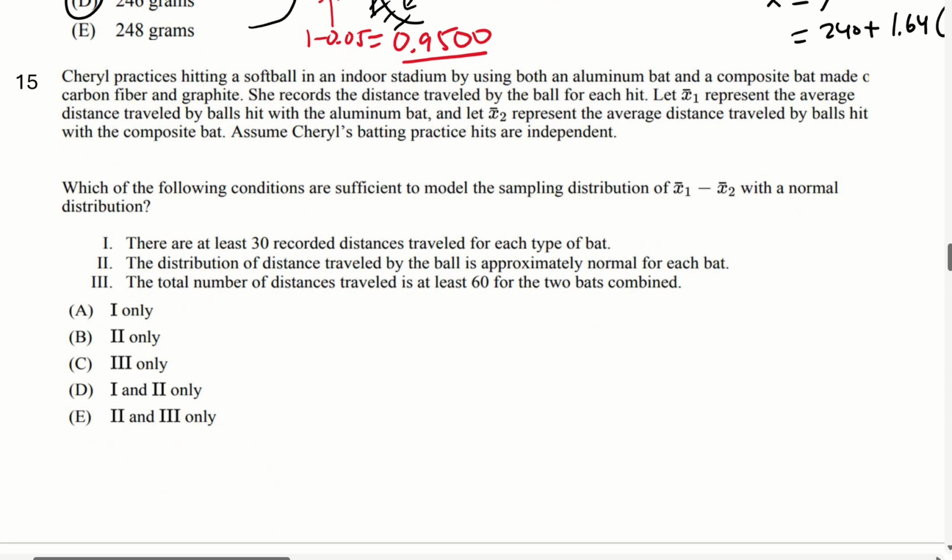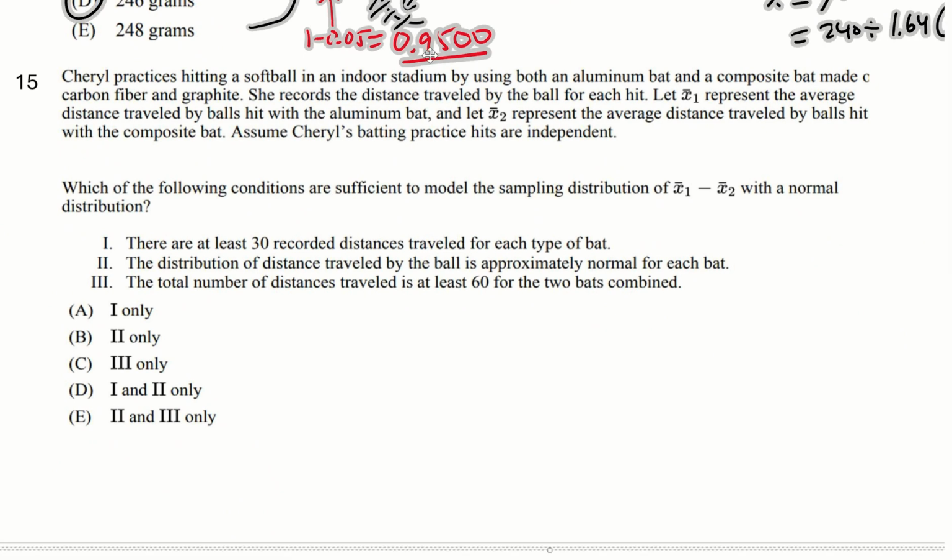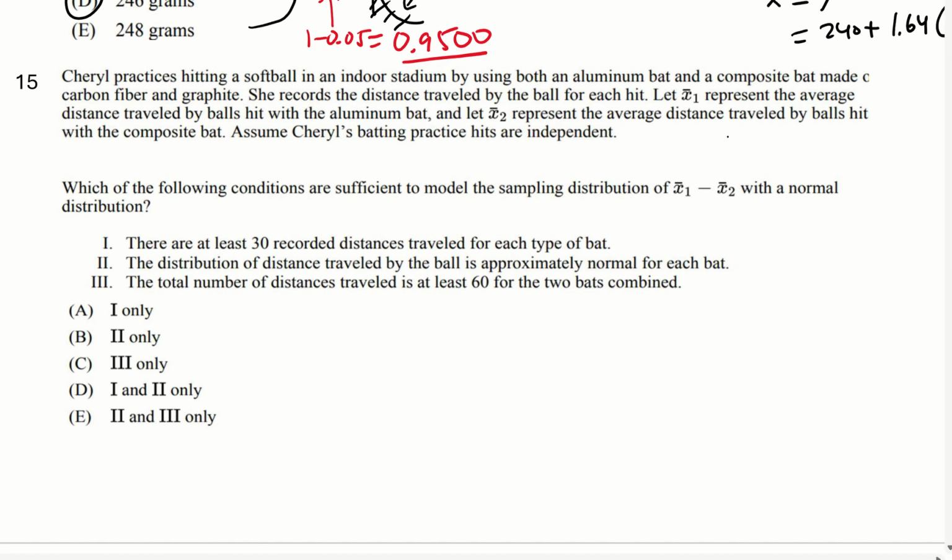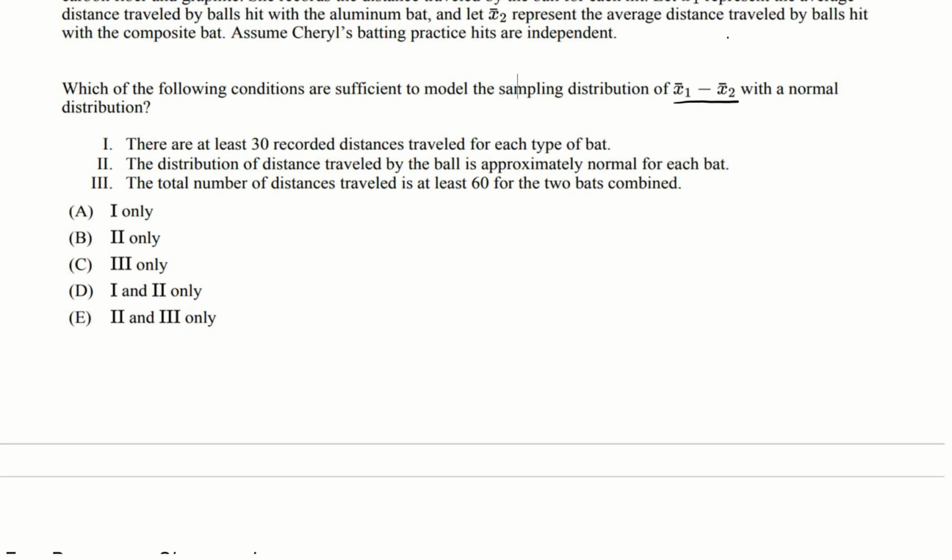Cheryl practices hitting a softball in an indoor stadium by using both an aluminum bat and a composite bat made of carbon fiber and graphite. She records the distance traveled by the ball for each hit. Let X bar 1 represent the average distance traveled by balls hit with the aluminum bat and X bar 2 for the composite. Cheryl's batting practice hits are independent. Which of the following conditions are sufficient to model the sampling distribution of X bar 1 minus X bar 2 with a normal distribution? All right, so let's look at the conditions.